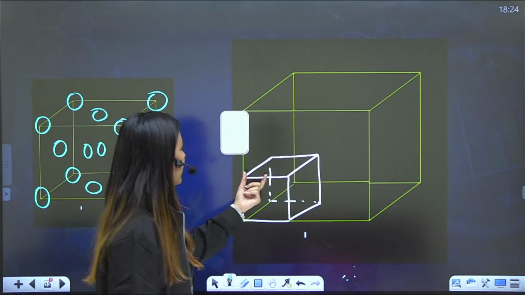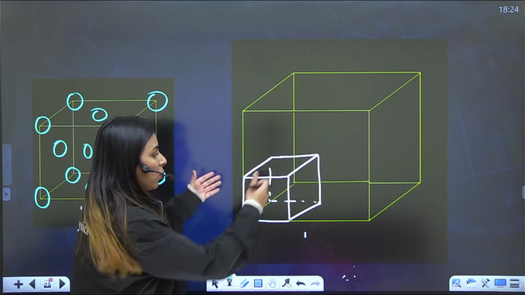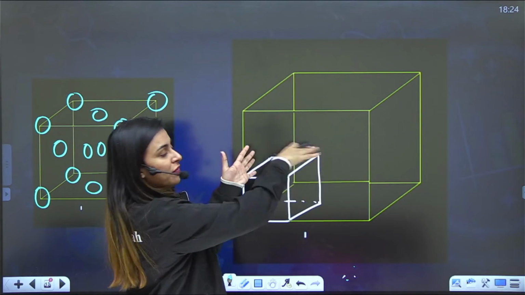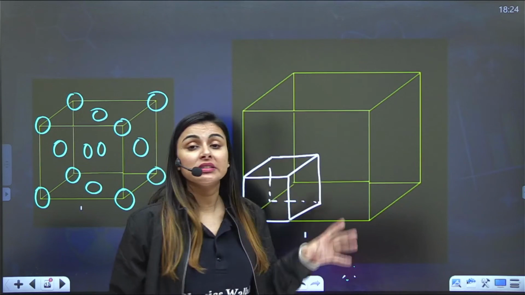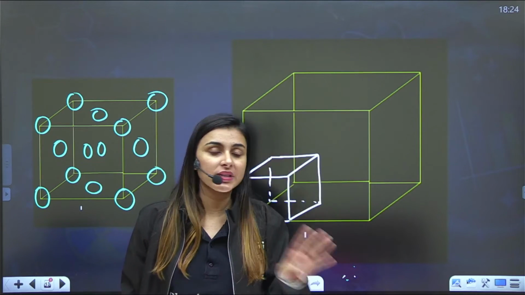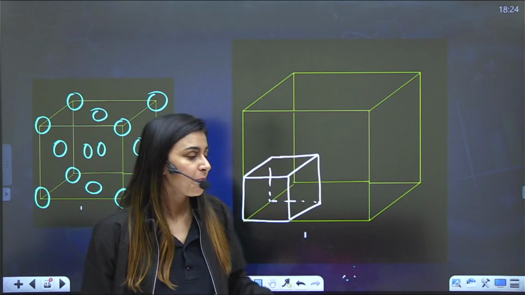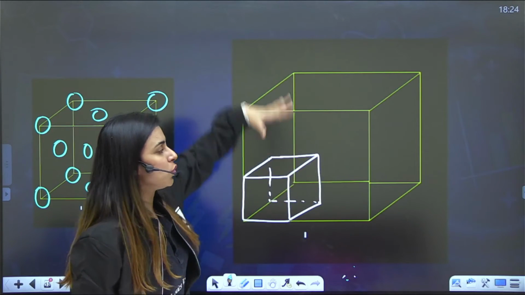Similarly, how many such mini cubes can I draw in this whole bigger cube? I can make one here, one at the back, one here, one at the back. So total 4 bottom and 4 above. So this single cube consists of 8 mini cubes. I hope you're clear. It consists of 8 mini cubes. Okay, one this side, the other would be there, then this side, then this side. So 4 below and 4 above.